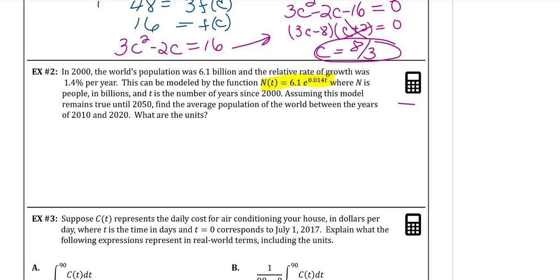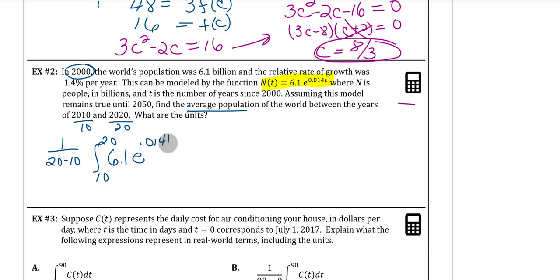What are the units? So we want, if you notice, it says right there, the average population. So we're going to use our mean value theorem for integrals. We're looking between 2010 and 2020, and our baseline time is 2000, so our integral boundaries are going to be 10 and 20. So we're going to have 1 over 20 minus 10 times the integral from 10 to 20 of 6.1 times e to the 0.014t dt. And so this is going to be 1/10 times this integral.